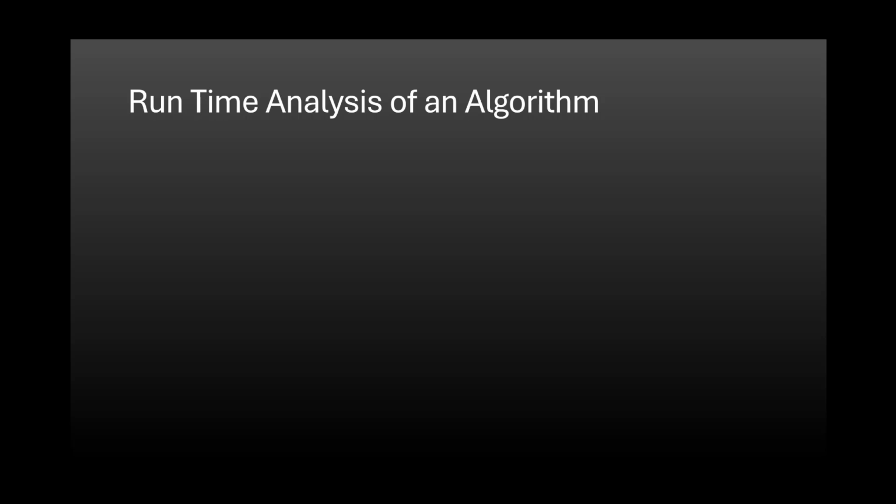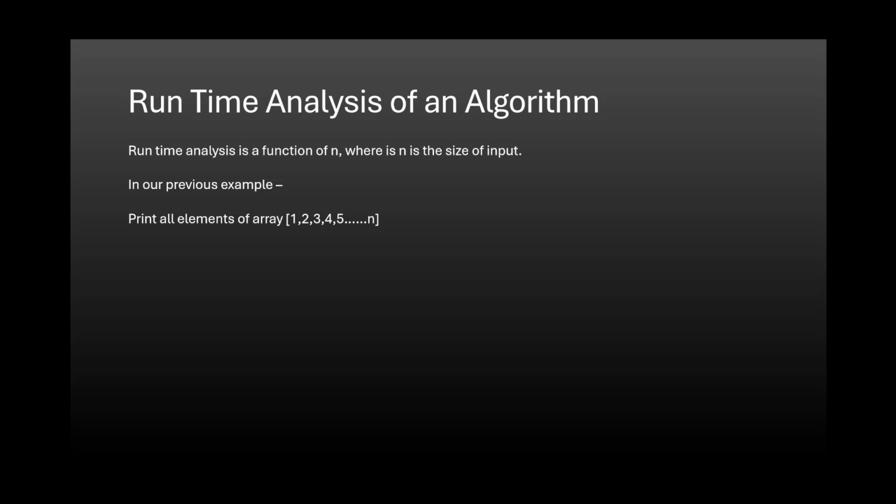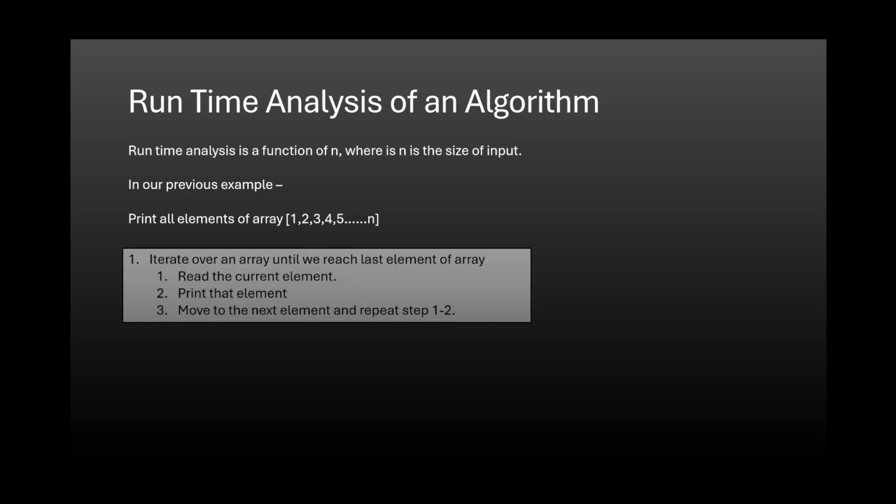There can be different algorithms which serve the same purpose. To pick a better algorithm, we compute the time complexity of an algorithm, and to do that we use the runtime analysis of an algorithm. How do we do that? Let's take the previous example, where we have to print all the elements of an array. The steps to solve the problem were reading the current element, printing that element, and moving on to the next element.